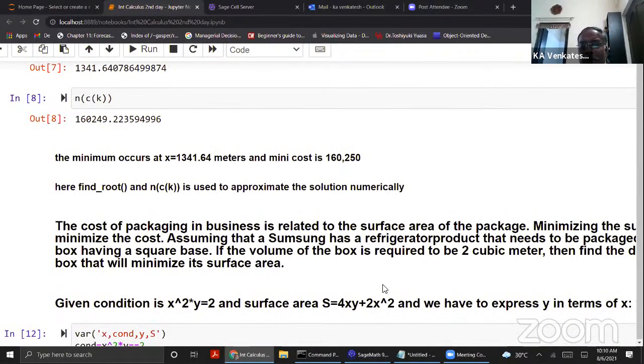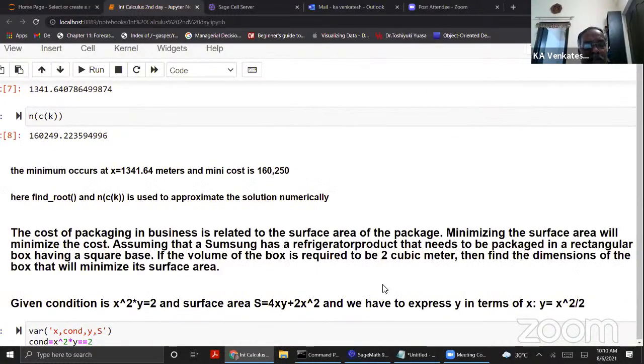So now look at this problem. Read it one time so that it is easy. The cost of packaging in business is related to the surface area of the package. Especially when you buy a washing machine or a refrigerator, they'll give a big carton box around it so that it is safe during transportation. So here the refrigerator is given, and we have to create a rectangular box with a square base in such a way that the volume of the box is 2 cubic meters. So what is the dimension required?